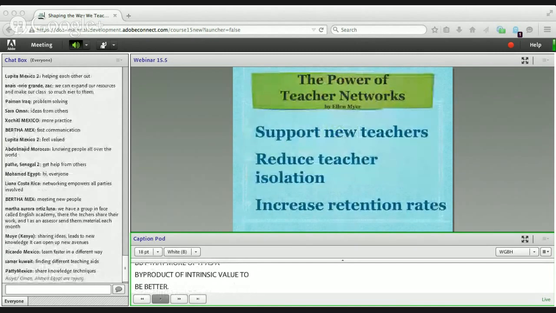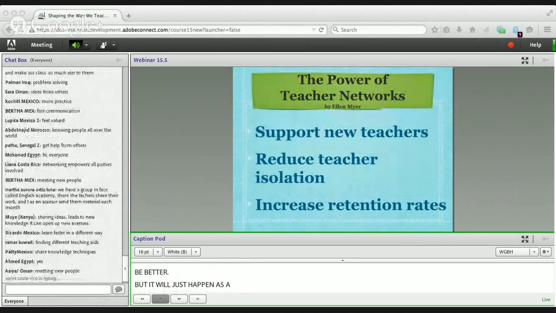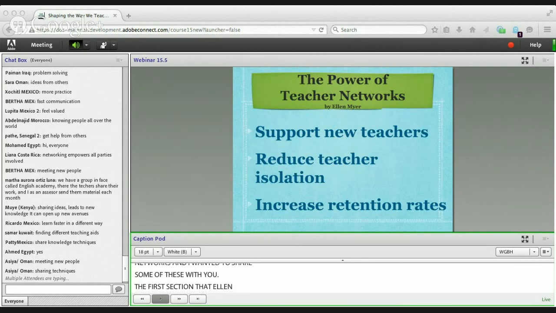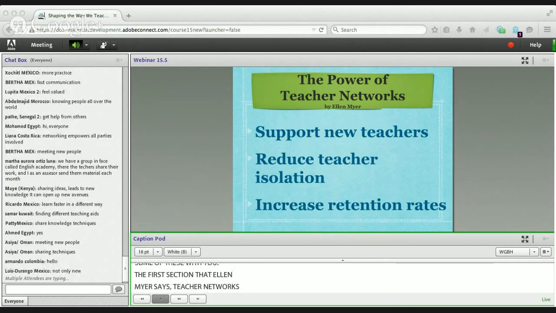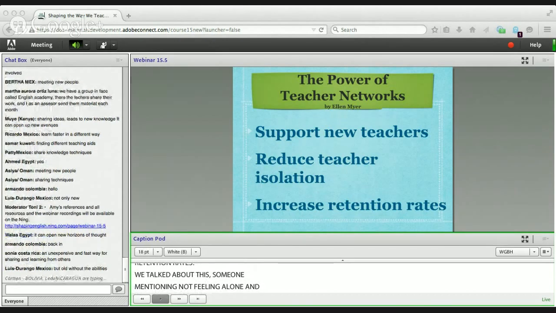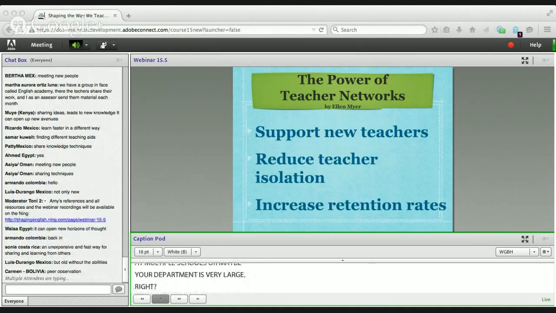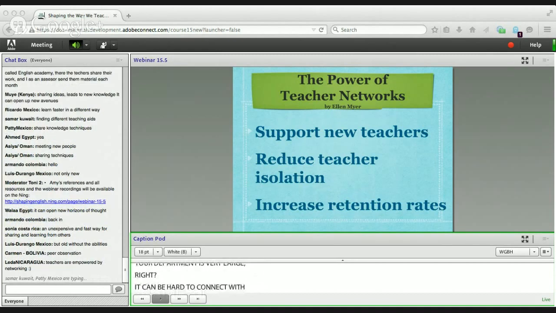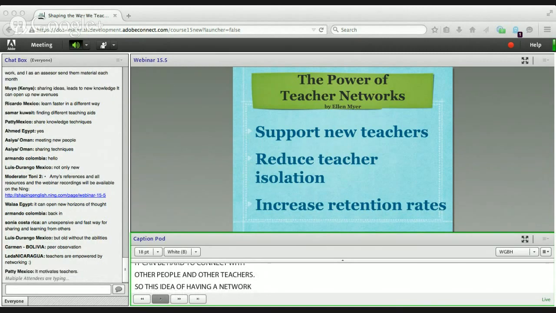Okay, so Emma Meyer has these ideas about the power of teacher networks, and I just wanted to share some of these with you. The first section that she says is that teacher networks, right, support new teachers, reduce teacher isolation, and increase retention rates. So, I think we just actually talked about this with someone mentioning not feeling alone. And I think that that's so true, right? Especially depending on your teaching situation. If you teach at multiple schools or maybe your department is very large, right? It can be hard to connect with other people, right, and other teachers. So, this idea of having a network can help reduce that feeling of isolation, and then usually in turn just make you happier at work.